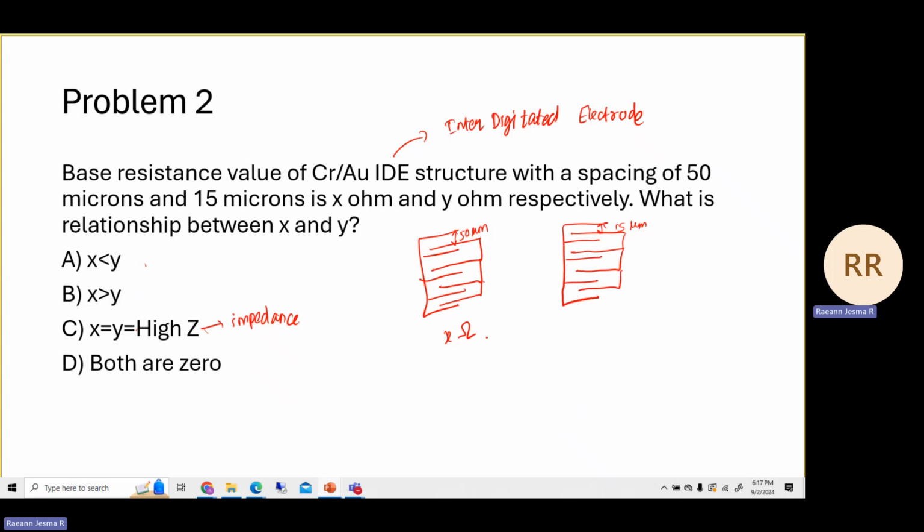And if you look at the resistance for this structure, it is given as Y1. So now what you have to find is the relation between X and Y. Do you think the resistance is high or low, or which of the options does this satisfy? That is what is asked in this question. So what do you think the answer is?